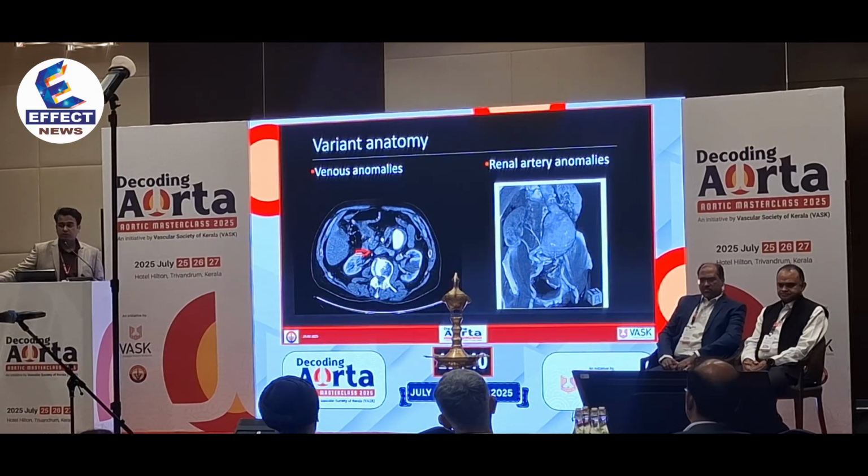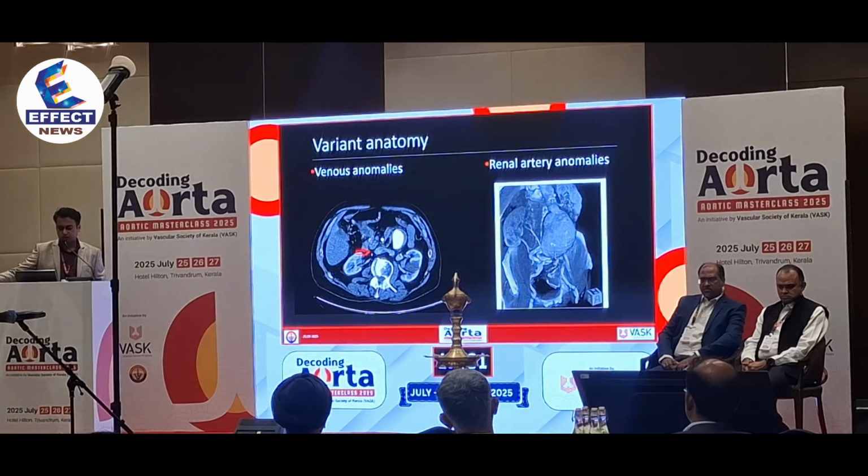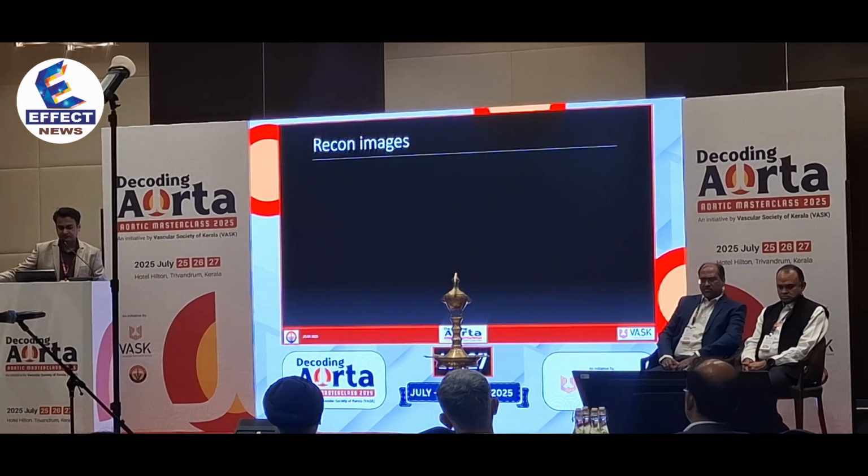Another possible anomaly is renal artery anomalies. You can have pelvic kidneys, ectopic kidneys, and these arteries may be coming from the aortic bifurcation or the iliacs, and you would have to give renal protection and reimplantation of these arteries.